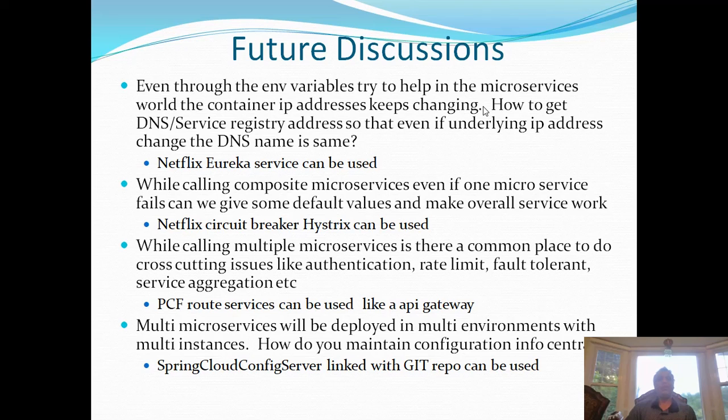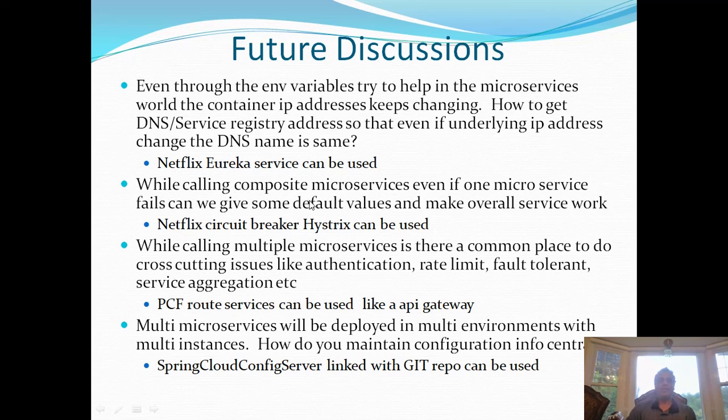So which is okay for demos and initially, but the promise of microservices is you are going to have so many microservices, and for every microservice you could have multiple instances of it, which will be managed automatically. So in that case, the instance is going to be changing a lot. So what is the best way? How to get the DNS or service registry address so that even if the underlying IP address changes, the DNS name is the same? To solve this, we have the Netflix Eureka service, which could be used. In future videos, I'll try to show a similar demo for that.